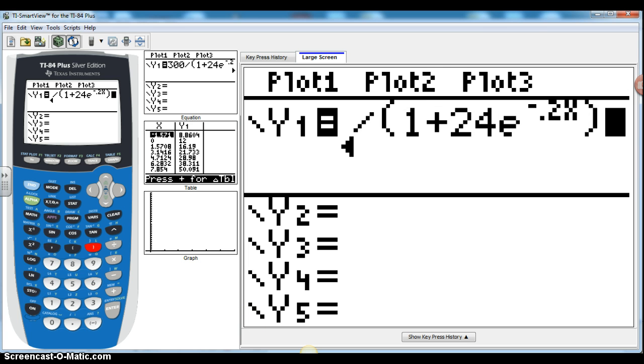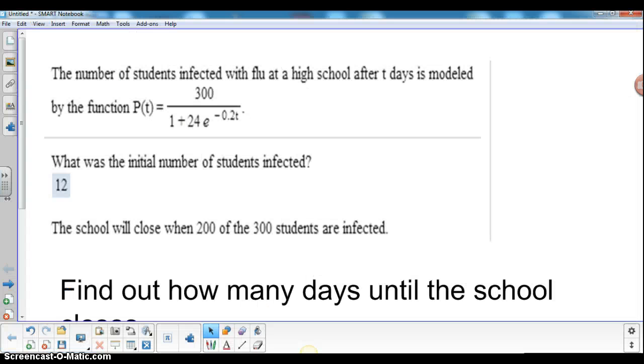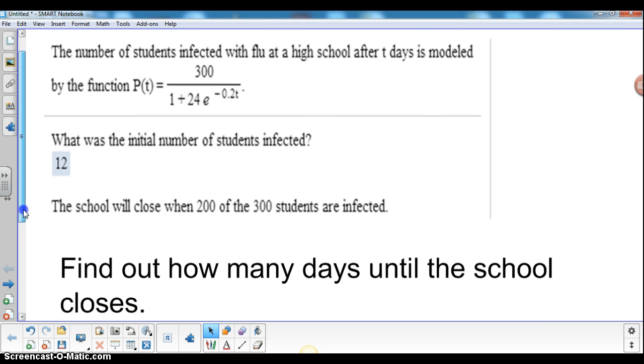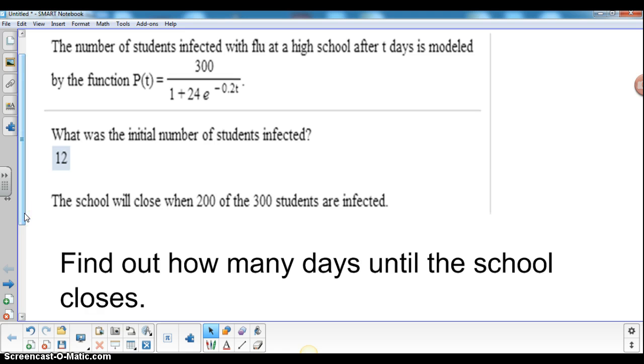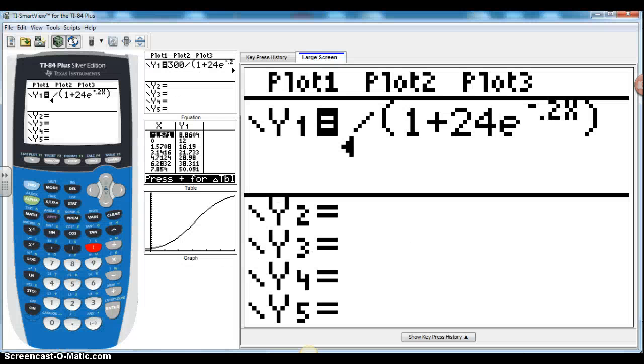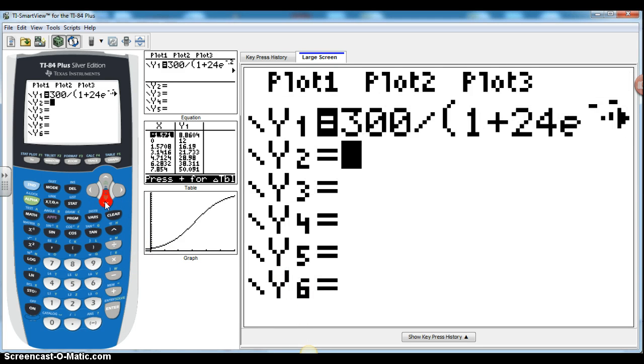Go back to the story problem here. Since we're finding that school will close when 200 of the 300 students are infected, and we're finding out how many days until the school closes, I'm going to put a horizontal line at 200. So in my graphing calculator at y2, I'm going to type in 200, and that'll just be a horizontal line.